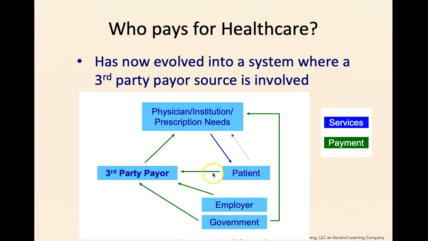Now, the patient also contributes to the premium in the case of employees. That's why there's also a green arrow here, because the patient contributes to the monthly premium, which is taken out of his or her paycheck, and it goes straight to the third-party payer source, which is the insurance company.